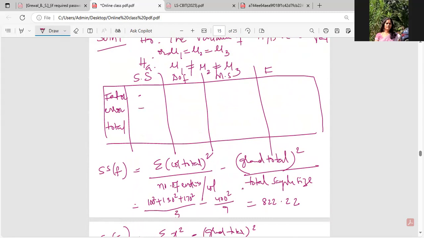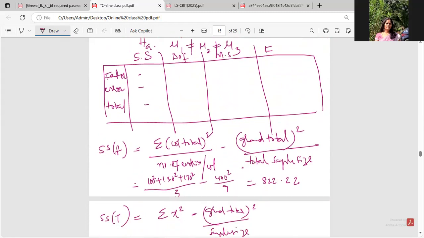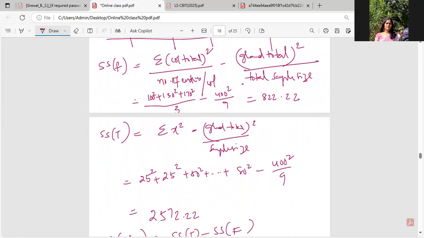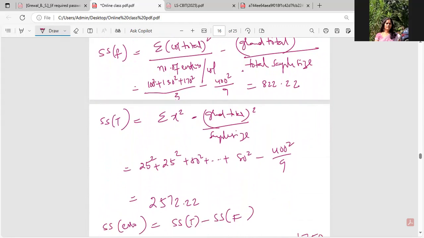All the first column entries are over. Now DOF is very simple. Degrees of freedom is very simple. How will I find degrees of freedom? It is just n minus 1, right?